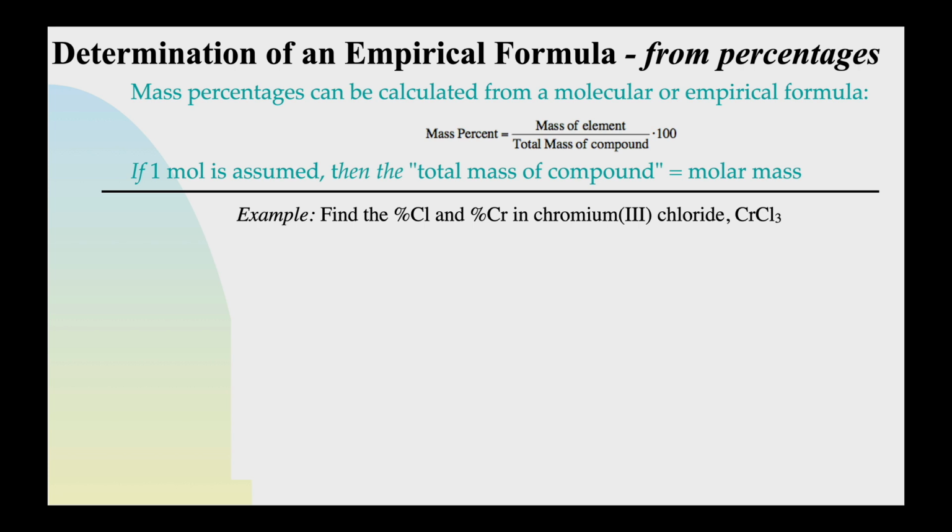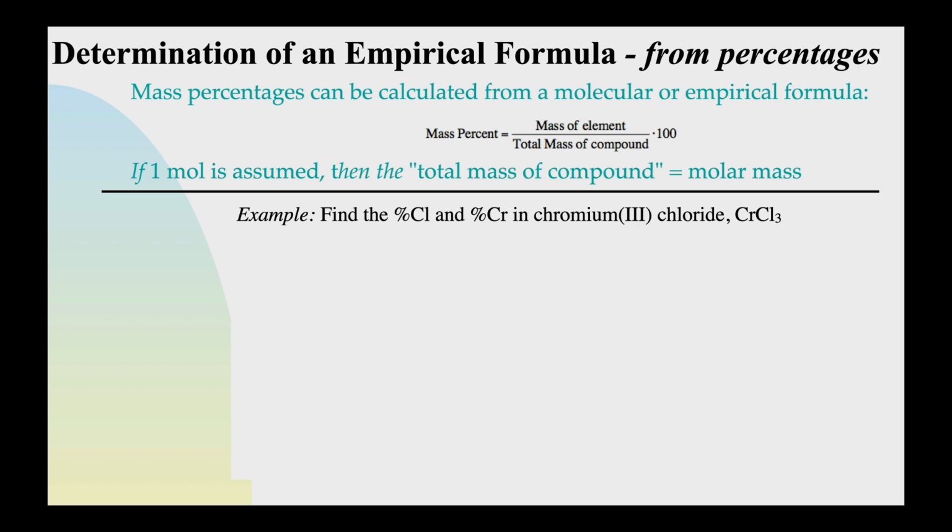Let's look at an example. So here's a problem. Find the percent chlorine and percent chromium in chromium 3 chloride, CrCl3. Okay, no problem. So what we're going to do is we're first going to find the molar mass of the chromium 3 chloride.